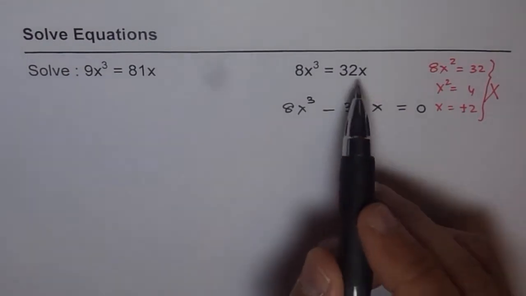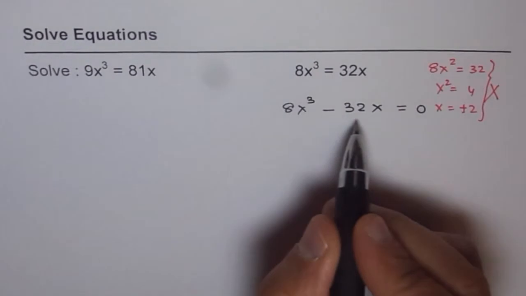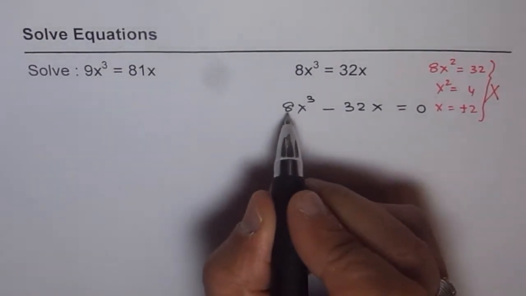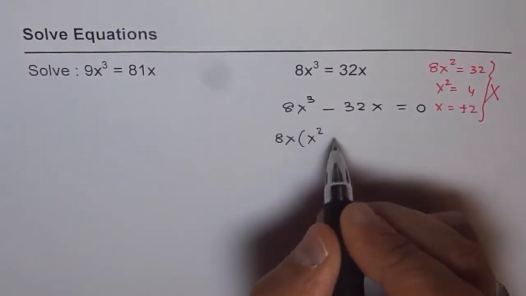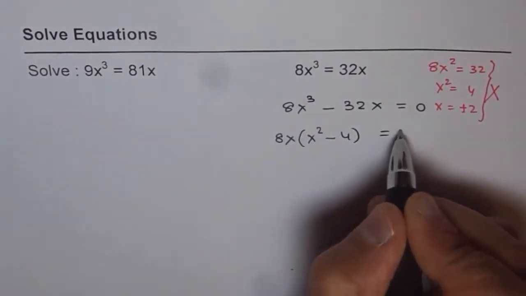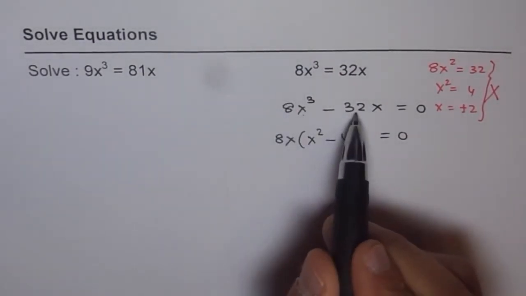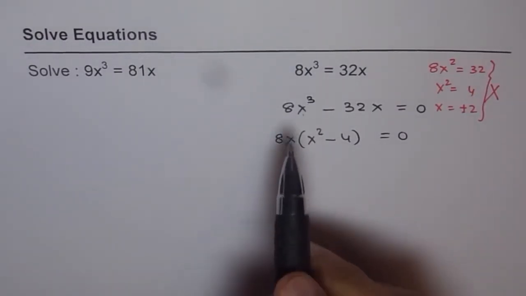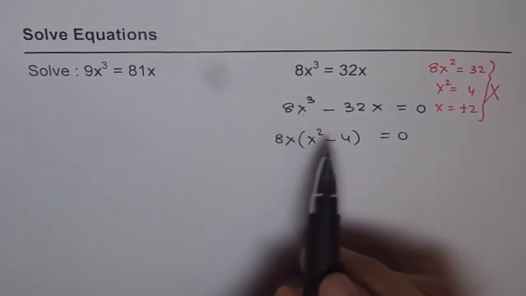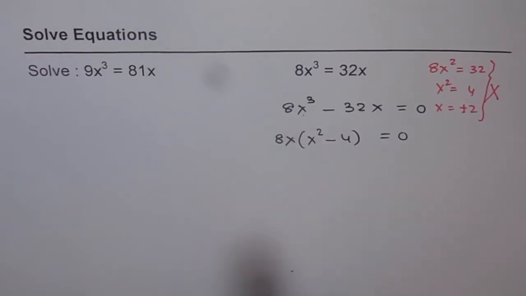So step number one is bring them to the same side, like this. Now you can factor out the common terms. So we can factor out 8x, and we're left with x squared minus 4 equals 0. When you take 8x outside, dividing 8x cubed by 8x gives x squared, dividing 32 by 8 gives 4, and x divided by x is 1. So you get x squared minus 4 equals 0.